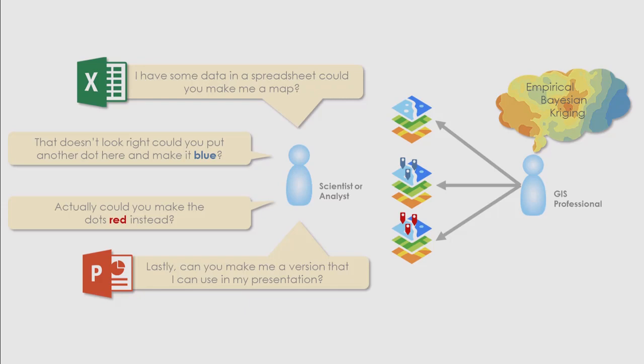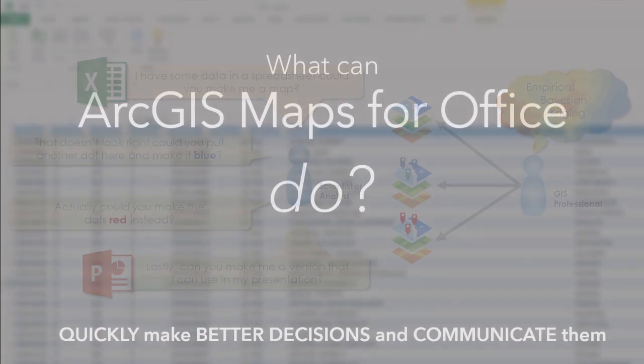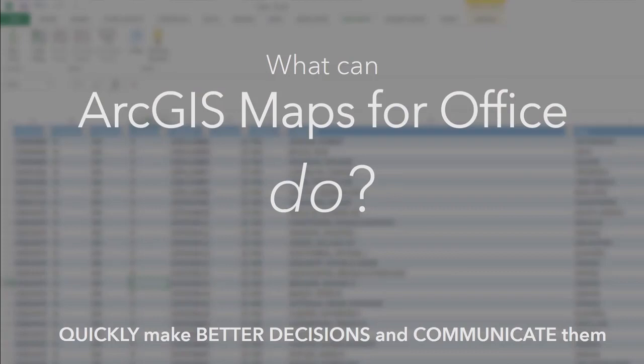And it's just this big time suck of going back and forth, where if you plug Maps for Office into their Excel spreadsheet and let them do the basics themselves, it really gives you a better return on investment by allowing your GIS professional to focus on GIS stuff. It allows your salesperson or scientist or analyst to focus on what they're trying to do. So that's one of the benefits of Maps for Office.